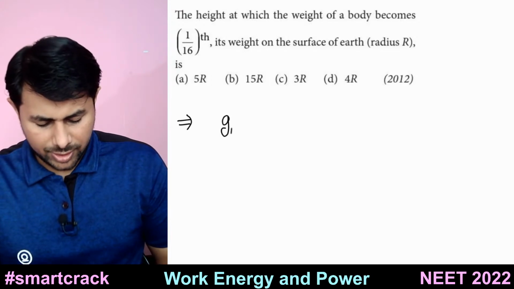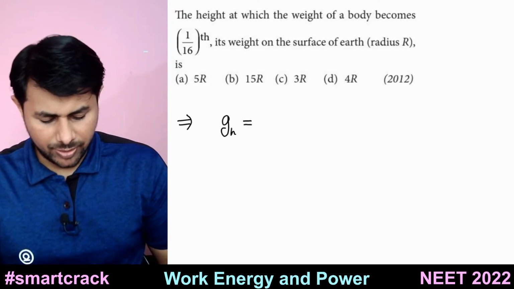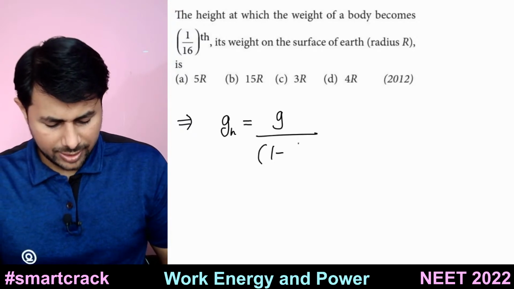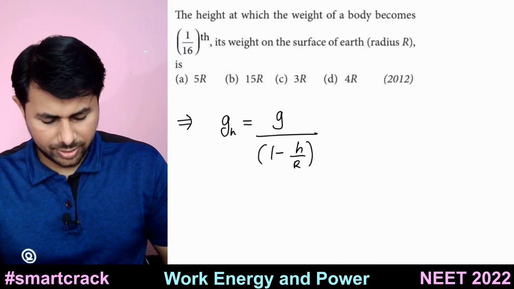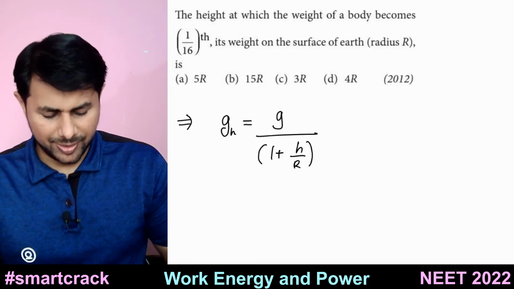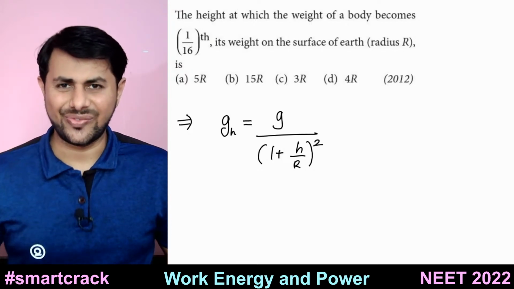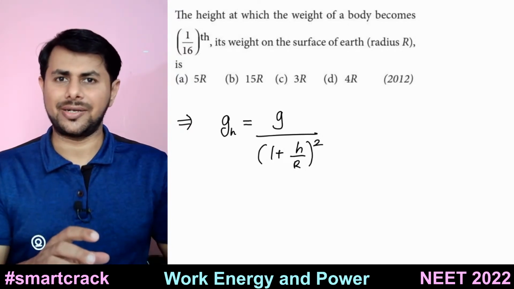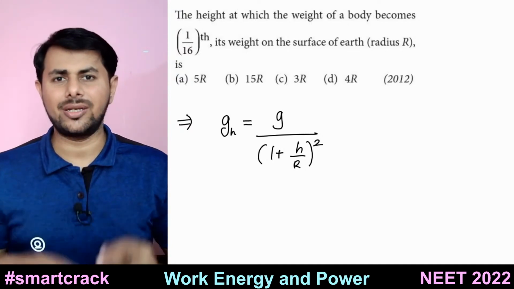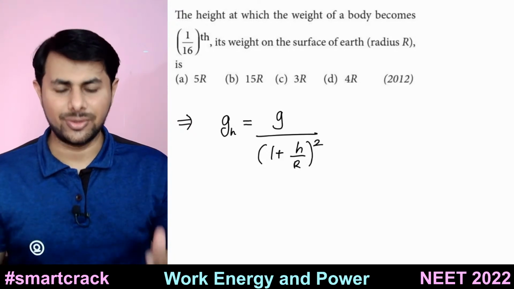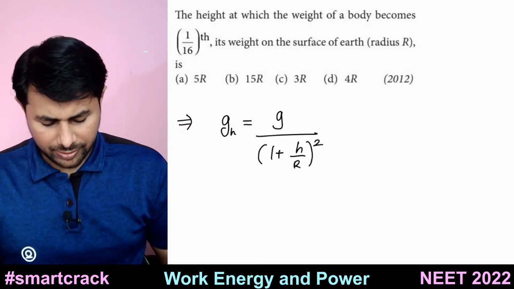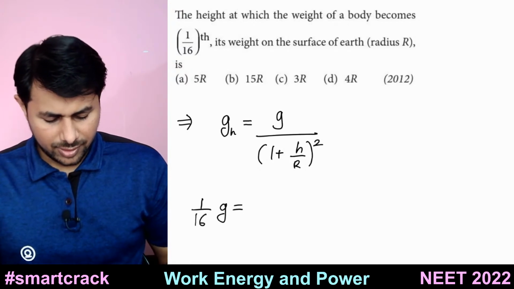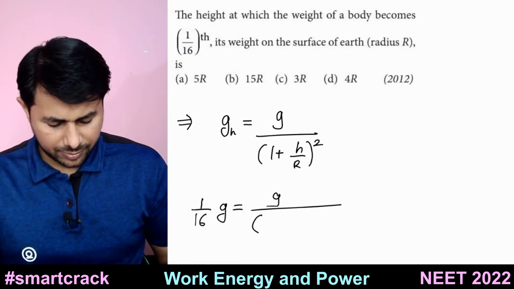Okay, so g at height h we know is given by this formula: g upon 1 plus h by r raised to 2. In multiplication it is g times 1 plus h by r raised to minus 2. In the denominator it is 1 plus h by r raised to 2. Okay, and it is given that this is 1/16th of g, this thing.